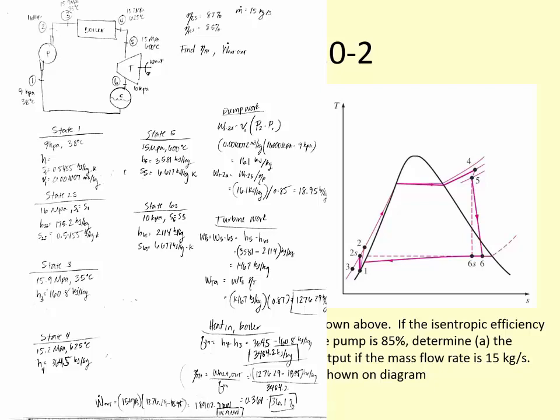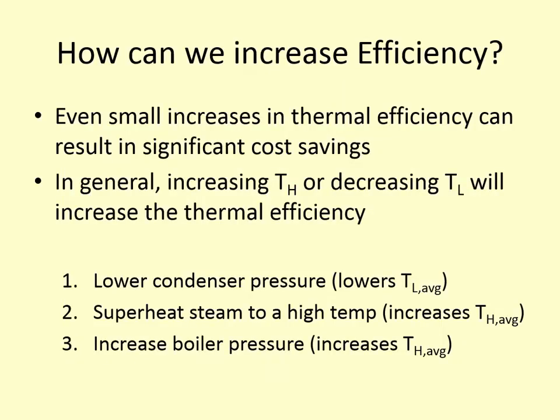Okay, so the problems are kind of involved, right? So how can we increase the efficiency? Because even small increases in thermal efficiency can mean a pretty significant savings when we're doing it on a huge scale, so monetary savings. So in general, as before, increasing the temperature of the boiler or decreasing the temperature of the condenser can increase the efficiency. We can do this by lowering the condenser pressure, which will lower our T sub L. We can superheat the steam to an even higher temperature, and we can increase the boiler pressure.